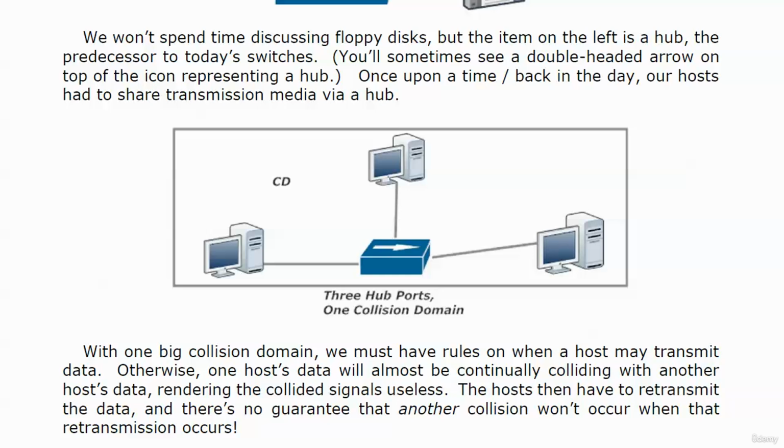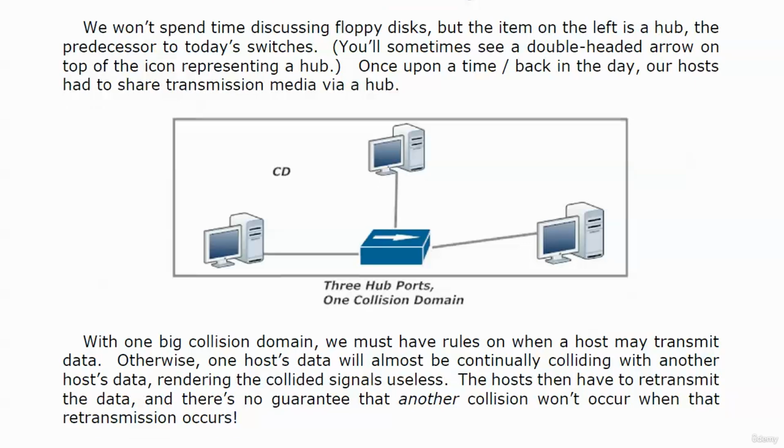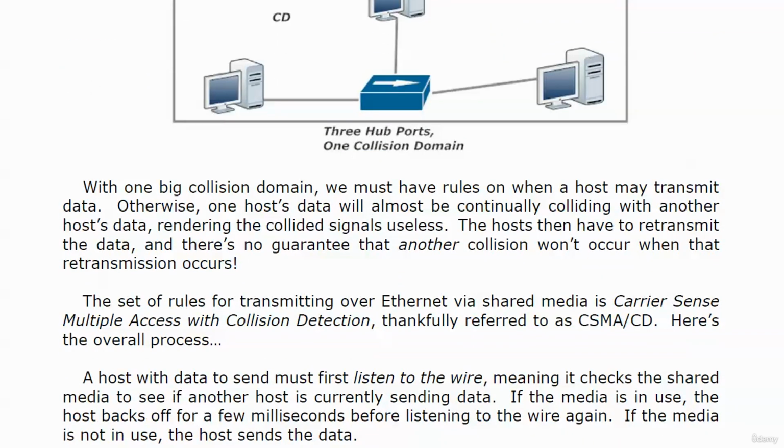And when we have that collision, the hosts have to retransmit the data, which is more work for them, slows the overall process down, and of course, there would be no guarantee that another collision wouldn't occur when that retransmission occurred. Now, the set of rules for transmitting Ethernet via shared media is Carrier Sense Multiple Access with Collision Detection. And thankfully, with that long-winded name, we refer to it as CSMA-CD. And here's the overall process.